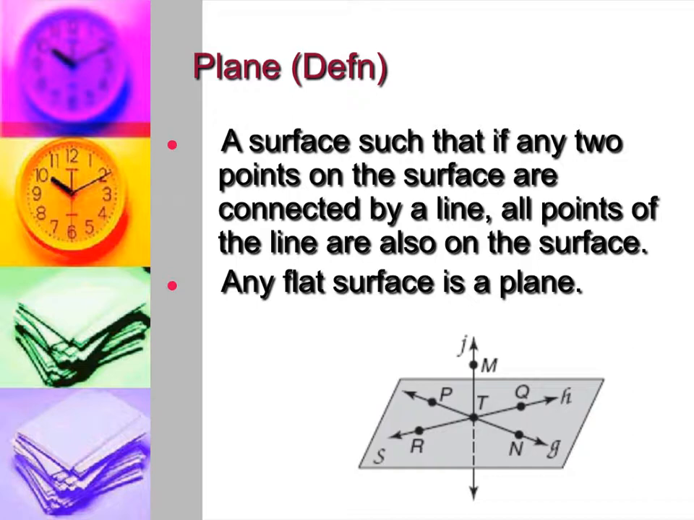Like here you see that little line MT or line J, depending on how you want to name that one. So this guy right here, that's going through the plane. All right, but points R, P, Q, N, or sorry, not G, that's not a point, that's a line, T, those are all points that are on that plane, which are called coplanar. Those points are all coplanar.